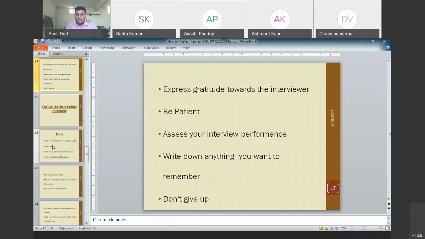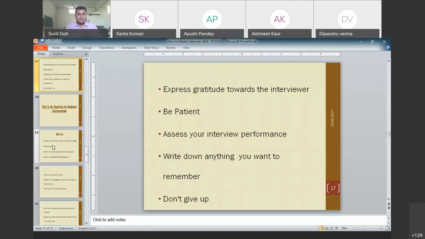Then what is most important is, because there is no one on this planet who can judge you better than yourself, dear students, you need to assess your interview performance: how badly you fared, what you lacked, where you spoke wrong, what was the point where you could not give what you exactly wanted to. So you need to jot down all those points. Only then will you be able to give your best in the coming interviews.